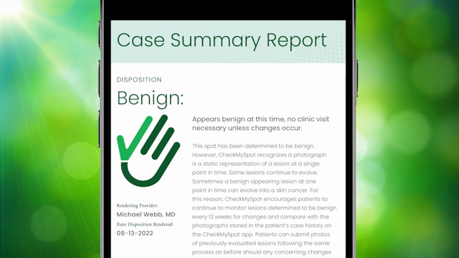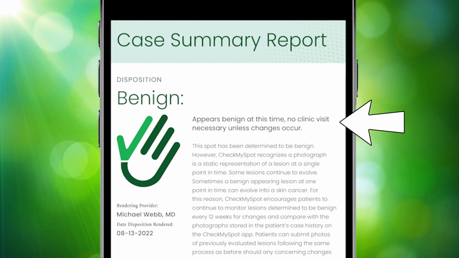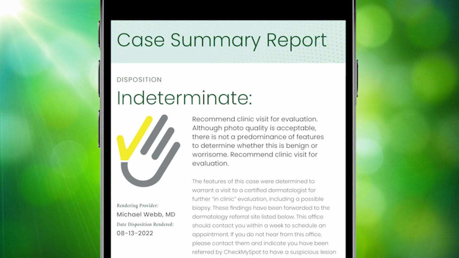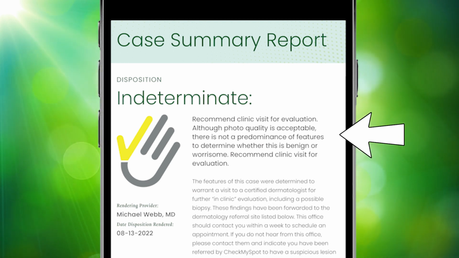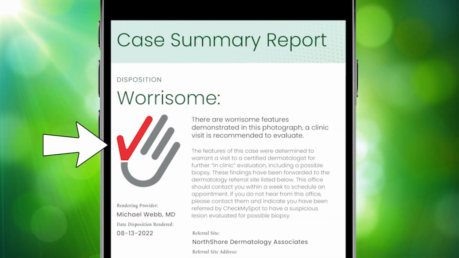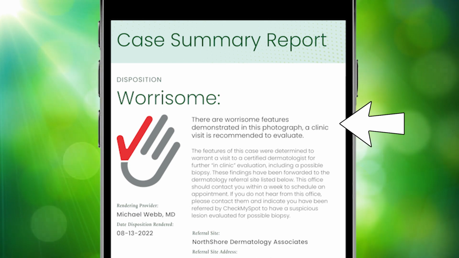The top of your completed disposition report will show either a green check mark with a message that says, "Appears benign at this time, no clinic visit necessary," or you'll see a yellow check mark with a message that reads, "Indeterminate, recommend clinic visit for evaluation," or a red check mark with a message that reads, "Worrisome. There are worrisome features demonstrated in this photograph. A clinic visit is recommended to evaluate."